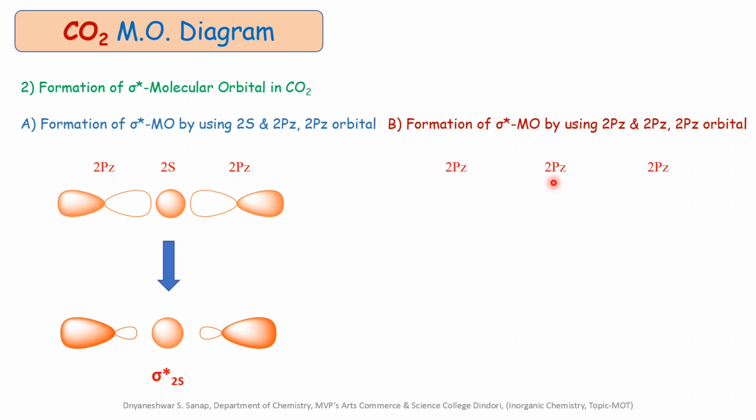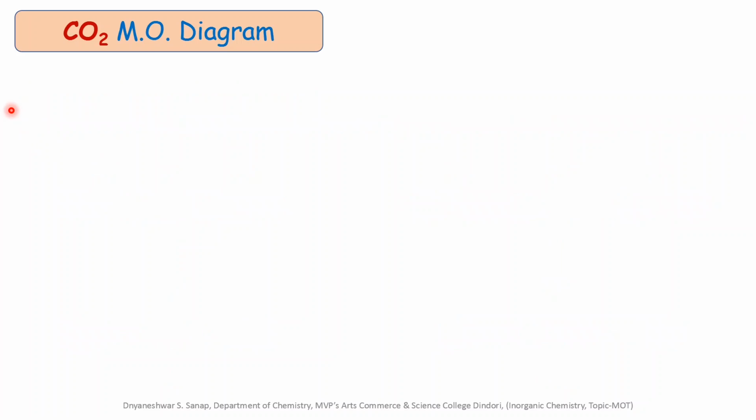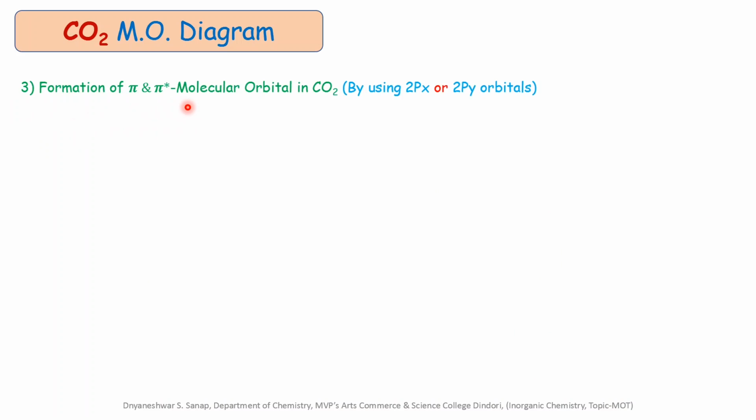When 2pz atomic orbital of carbon atom is combined with the 2pz atomic orbital of both oxygen atoms with the opposite sign of wave function, it results in the formation of sigma star antibonding molecular orbital, and it is denoted by sigma star 2pz antibonding molecular orbital. There are two nodes between the pz atomic orbitals of the carbon atom and both oxygen atoms along the z-axis. The third important point is the formation of pi and pi star molecular orbital in CO2 molecule.